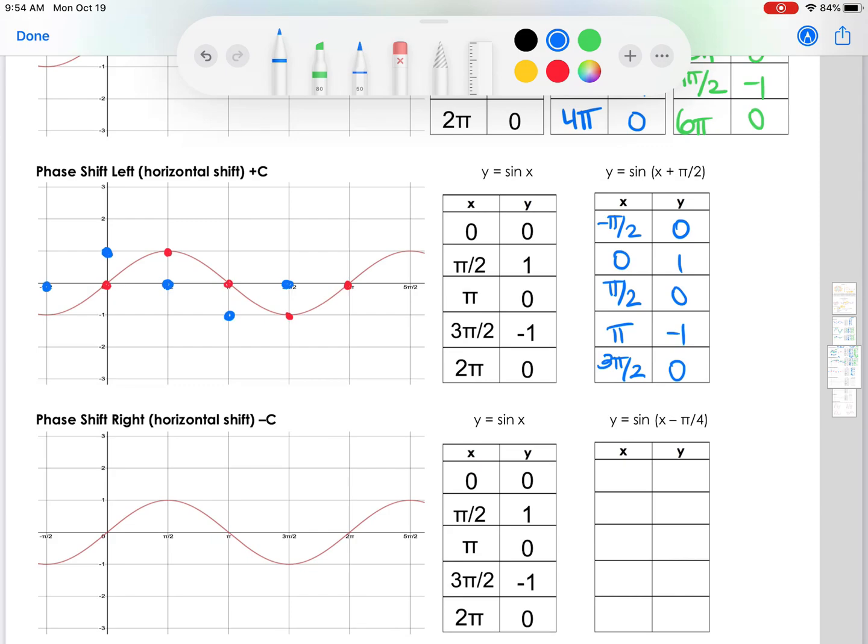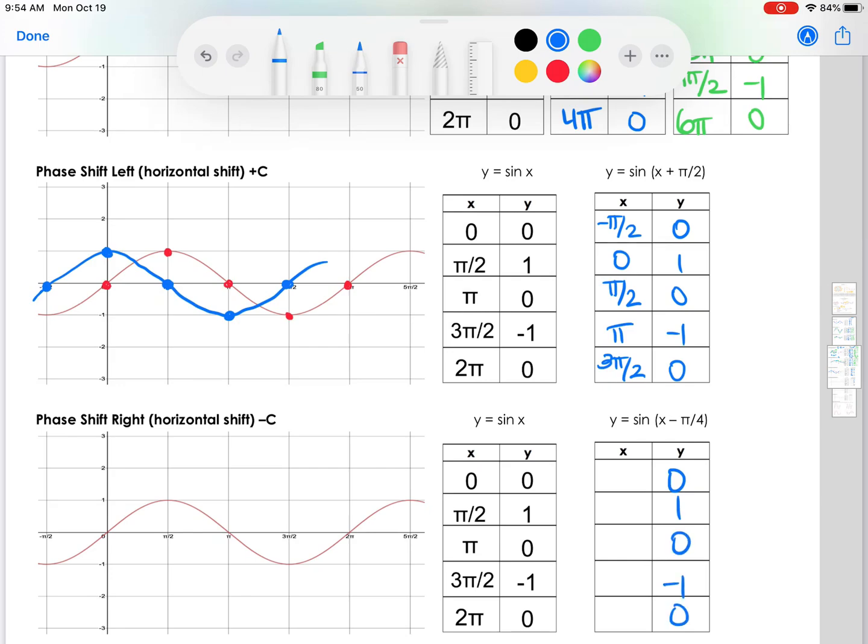Really what we've done is taken that x and we have subtracted pi over 2 from the original x values. So kind of the backwards. Anytime we're on the inside of what's happening, like what we're putting on the inside of sine, we're going to do things kind of backwards from what makes sense.